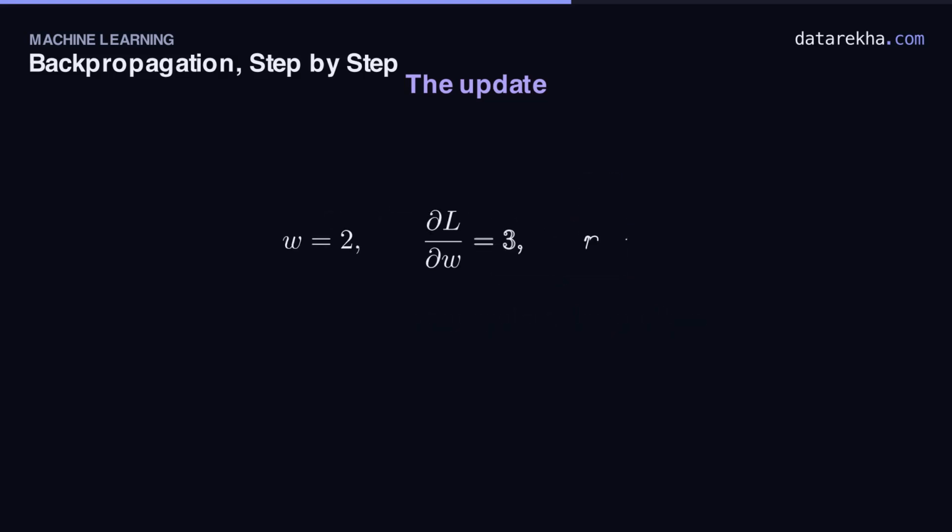Put the numbers in: the weight is 2, the gradient is 3, and take a learning rate of 1/10. So the new weight is 2 minus a tenth of 3. A tenth of 3 is 0.3. So the weight drops from 2 to 1.7 because the gradient was positive, meaning a bigger weight would have grown the loss. We correctly nudged the weight down. One clean step of learning, done entirely by hand.